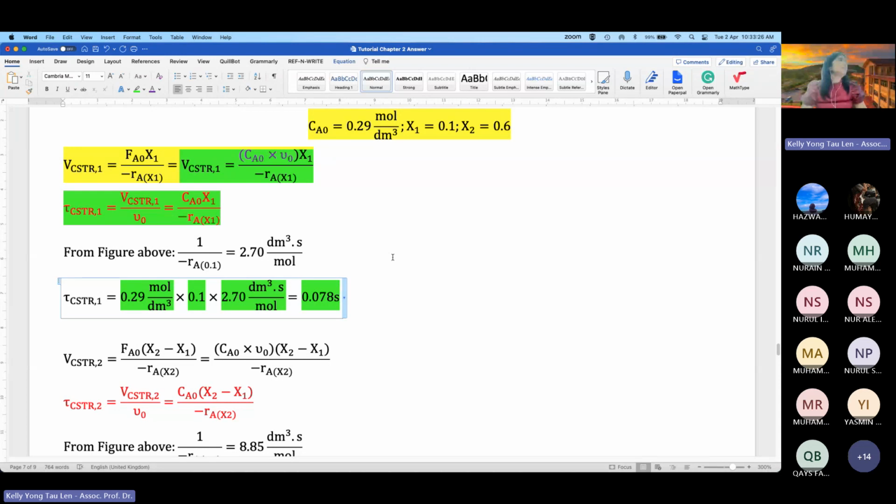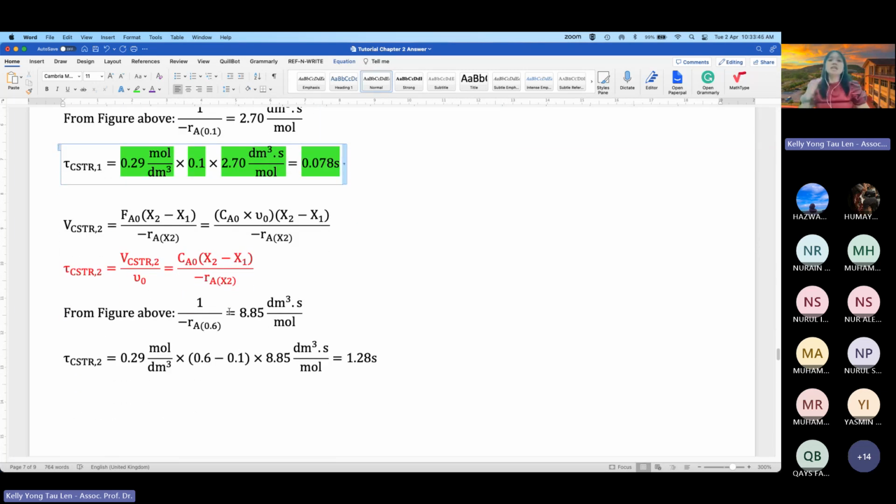Okay, so again, you can always do unit cancellation. You will see that the unit of your final space-time must be the unit of time. If you do it correctly, the unit of the equation will not deviate from the unit that you want. Okay, so done for the first CSTR. Let us go to the second CSTR. The concept is almost the same, but remember the formula changes a little.